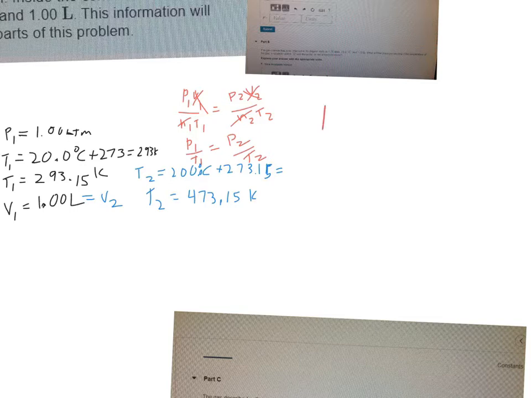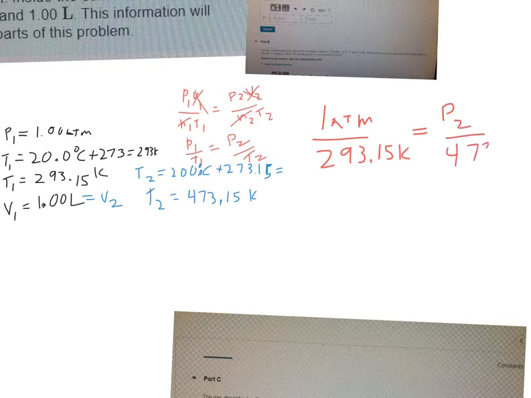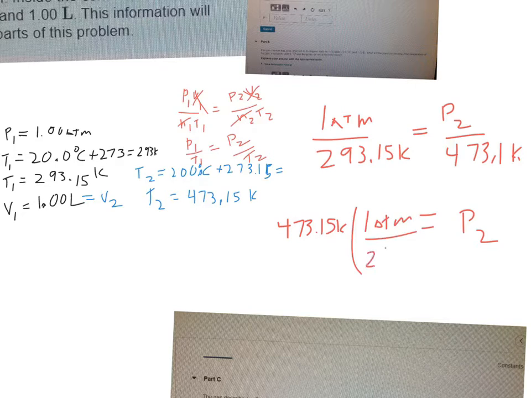Our pressure initially was 1 atm. Our temperature initially was 293.15 Kelvin. They're wanting to solve for our new pressure when we increase that temperature to 473.15 Kelvin. So that gives you 473.15 Kelvin times 1 atm divided by 293.15 Kelvin.